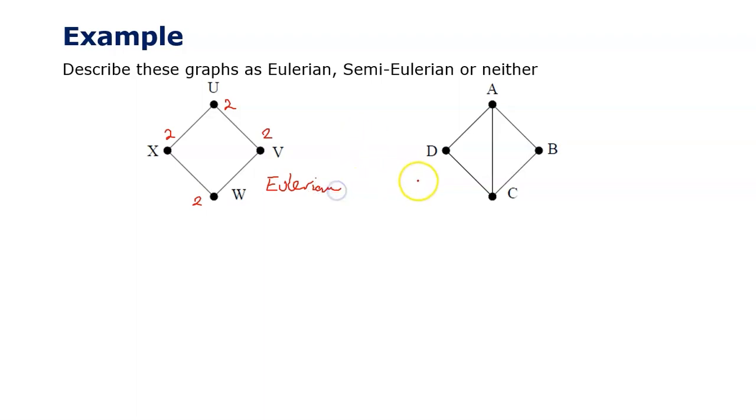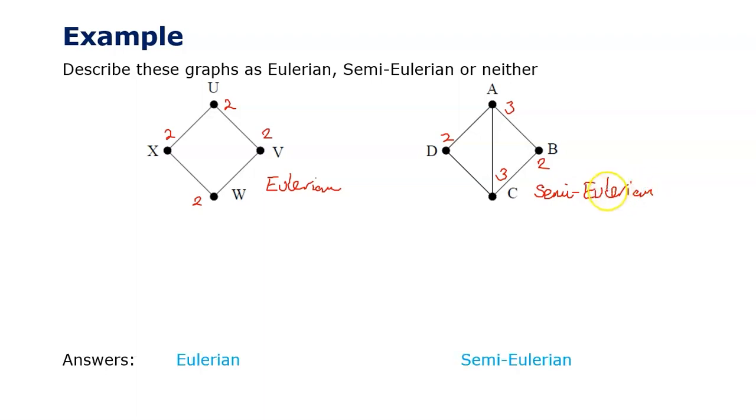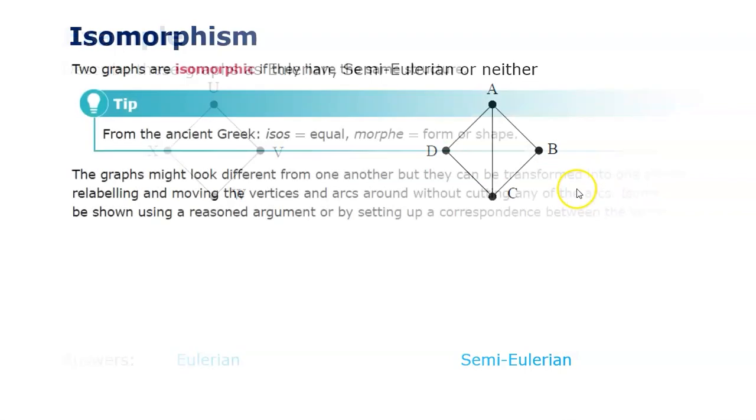And what about the next one? Well, this is a 2, this is a 1, 2, that's a 3, 2, 3. All right, so it's got 2 odds. So I think this is semi-Eulerian. Let's see what they reckon. Eulerian and semi-Eulerian. So at least we agree.